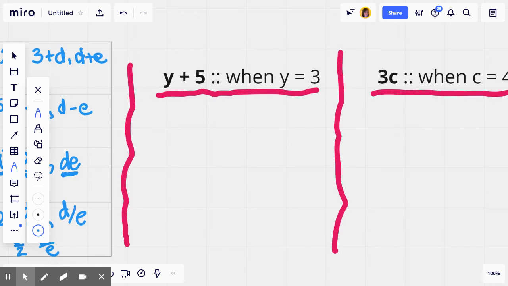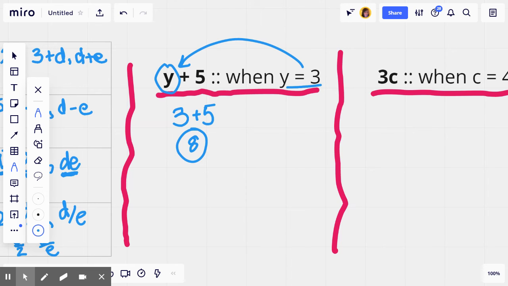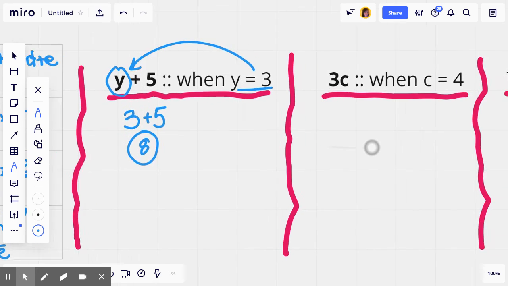All right, let's do some evaluating, which means, again, we're going to substitute, and then we're going to do the math. So they're telling me that y is the same as 3. So wherever I see a y, I can just write a 3 instead. So I'm going to rewrite this. Instead of y, I'm going to write 3. I'm going to bring down my plus 5. Those don't change. And now I just do the math, and I've got 8. Ta-da!